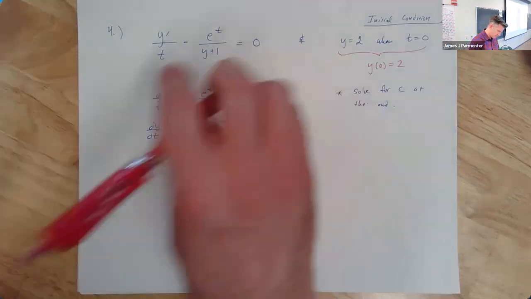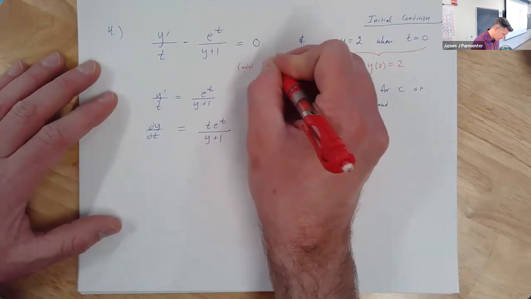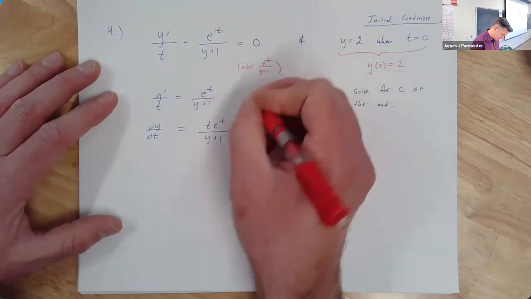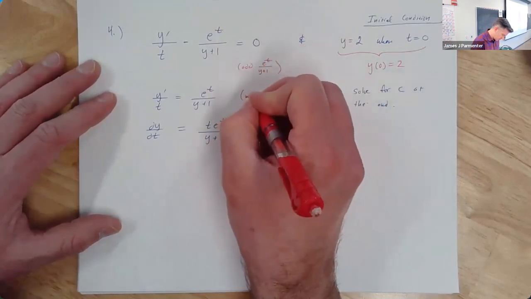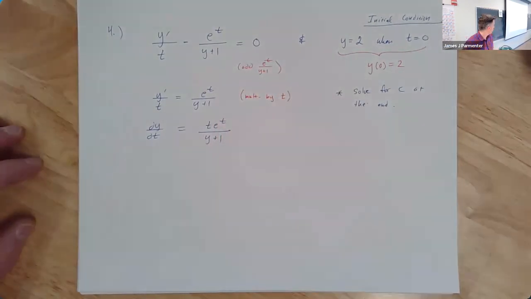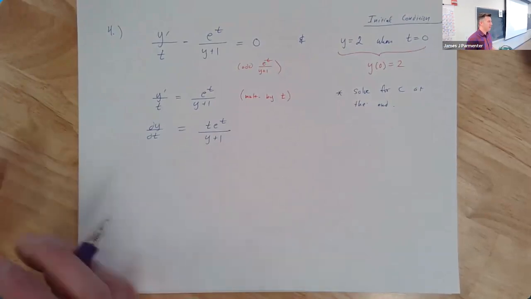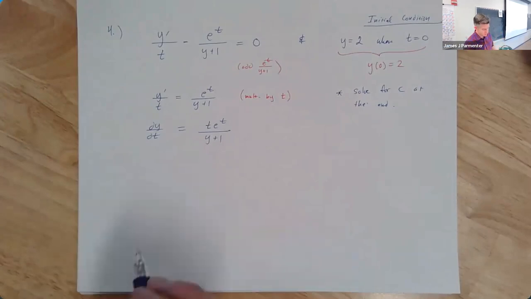So here I added e to the t over y plus 1 to both sides, and here I multiplied by t. And now we're ready to separate. You can't really start separating until you have dy dt by itself. I know I didn't really do that last time, but we kind of did, almost.